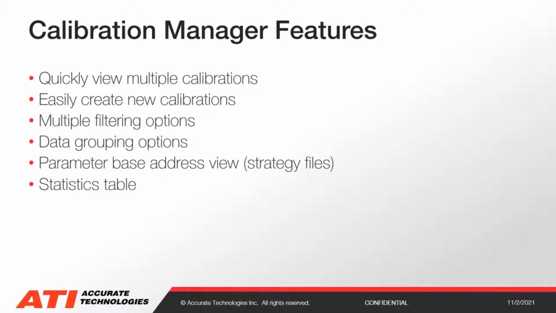I know a lot of calibration files might have tens of thousands of items, but if you're only interested in ones that have a certain string of text in them, you can filter down easily like that. Group by data items, meaning 3D table, 2D table, text string, state variable, scalar, that type of thing. Give you your base address view. And also there's a statistics table for your maps and tables.